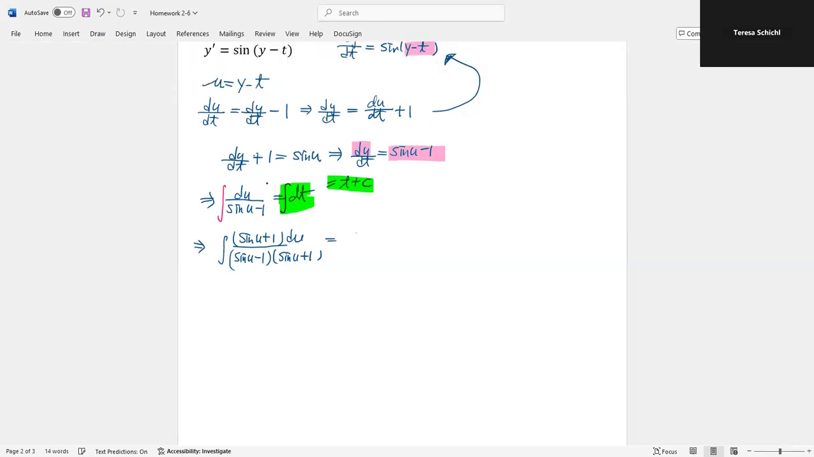Okay, so now here you will see this is sine squared u minus 1 in the denominator, and sine u plus 1 du in the numerator. And then I know the Pythagorean trig identity, right? Sine squared plus cosine squared equals 1. So in here, sine squared u minus 1 will just be negative cosine squared u, with sine u plus 1 du.